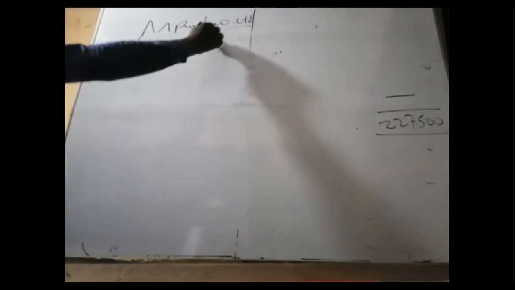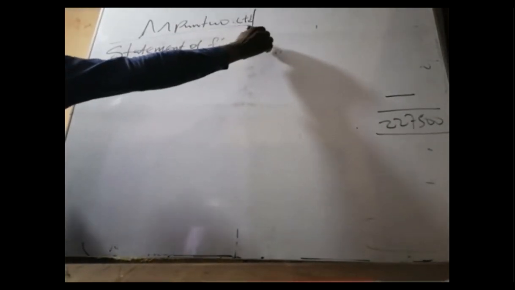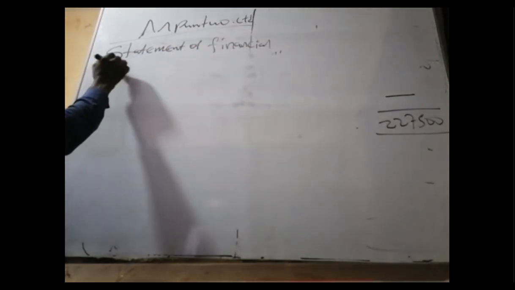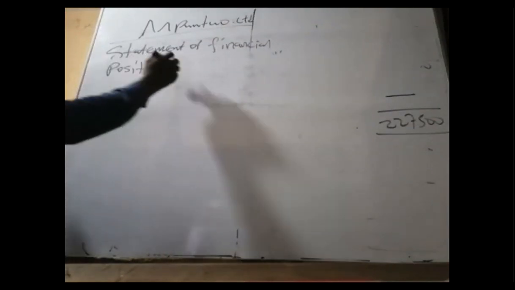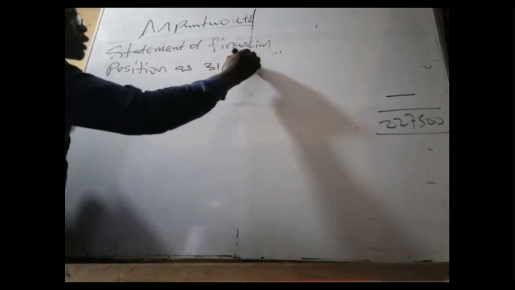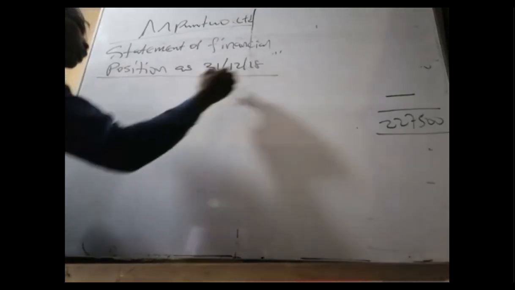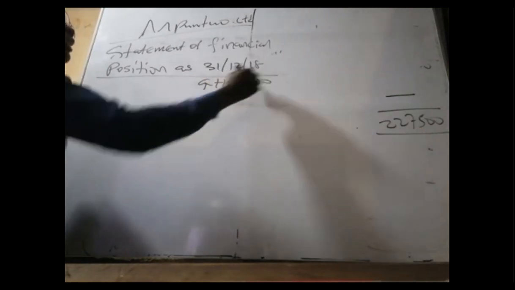Statement of financial position, popularly known as what? Balance sheet. A sheet that we use to record all balances as at a particular period. All balances. So as at 31st December 2018. My reporting currency is what? Ghanaian cedis. It's in thousands.